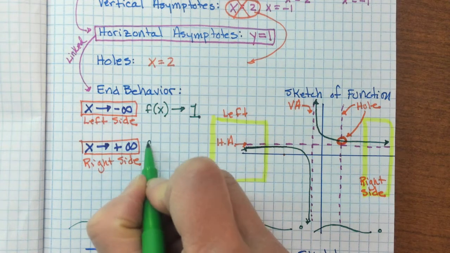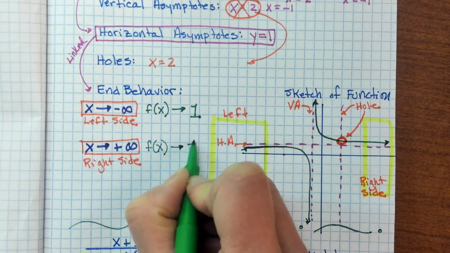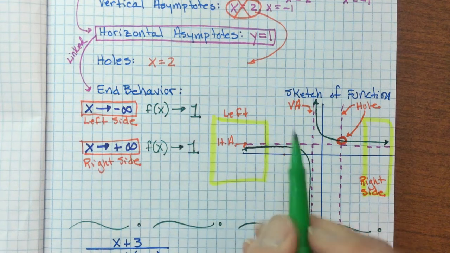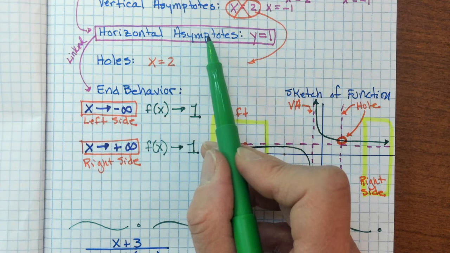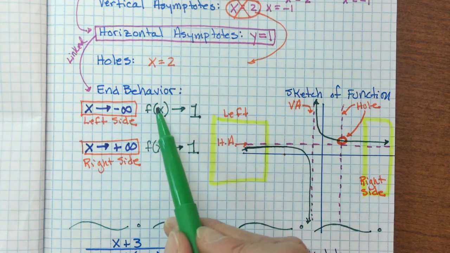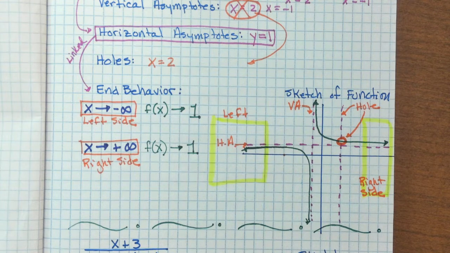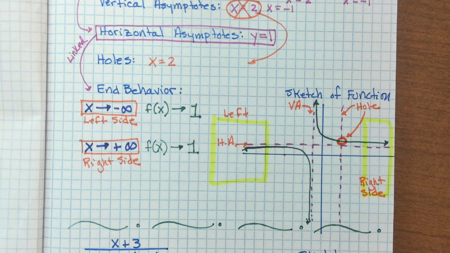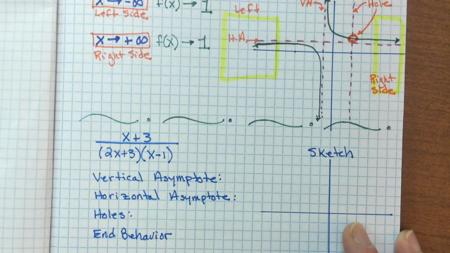So I write that my function, or my output, is going to 1. Because remember, my y is my output. So my horizontal asymptote is linked to my end behavior of rational functions. Okay, so let's go ahead and look at this particular function here.